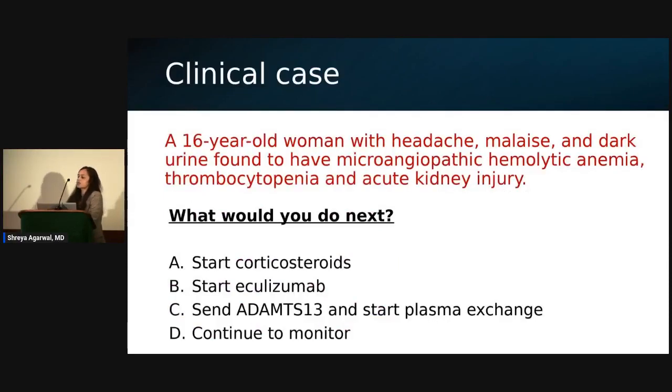So my question is, what do you want to do next for this girl who has headache, malaise, dark urine for about a day, and is found to have microangiopathic hemolytic anemia, thrombocytopenia, and AKI? Do you want to start steroids? Do you want to get eculizumab? Do you want to send ADAMTS13 or continue to monitor? And I don't think there's a right answer to this. I think it's all about how you would proceed with this.